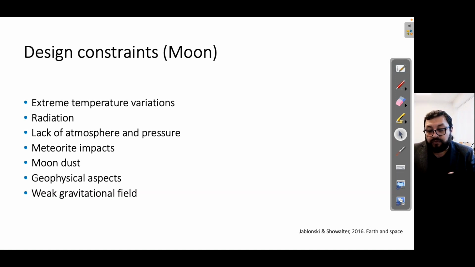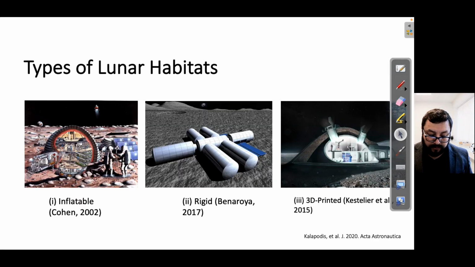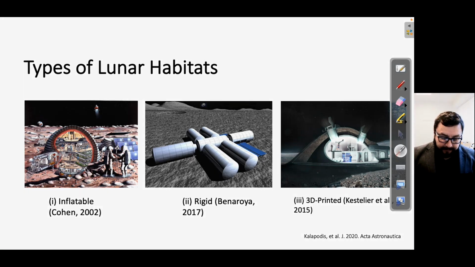Constructing in those conditions is extremely expensive, and we don't have the materials that we have on Earth. So what we are going to do is try to use what NASA calls in situ resource utilization, which is basically trying to build with whatever you find there on the moon. Those structures need to resist all these extreme variations in temperature and all the geophysical hazards they may be confronted with. There are different types of lunar habitats, and here I'm presenting just some proposals that are typical of inflatable structures, some rigid structures, and this is the particular type that we are focusing on today, which is 3D printed structures.